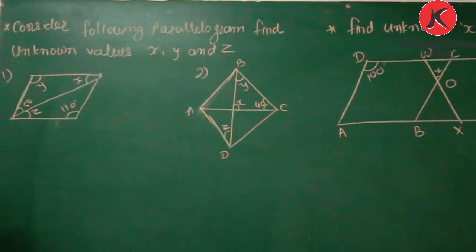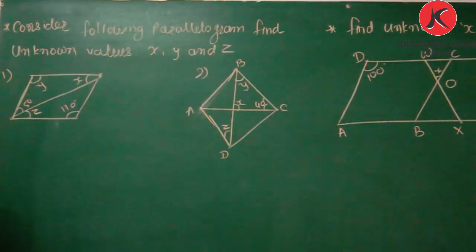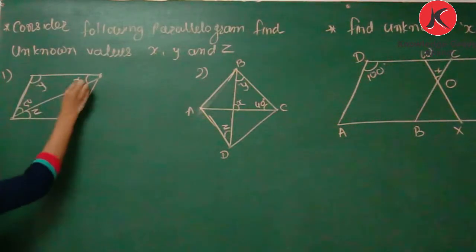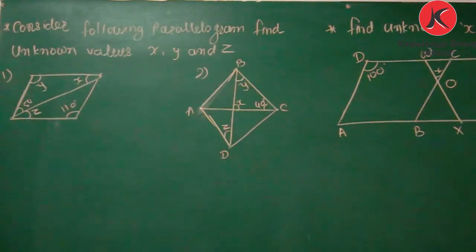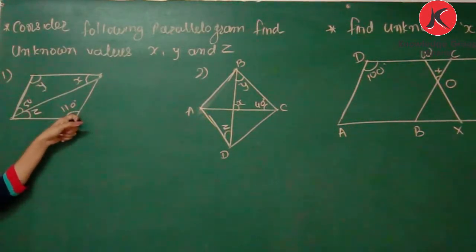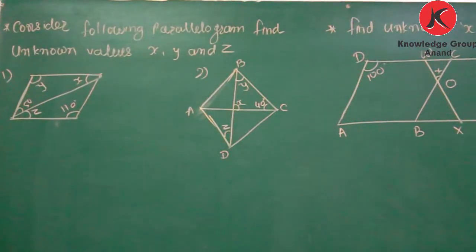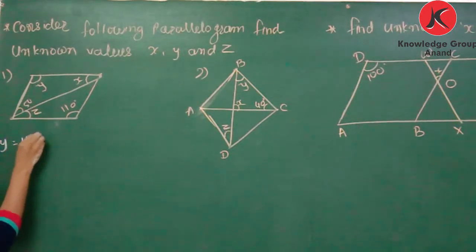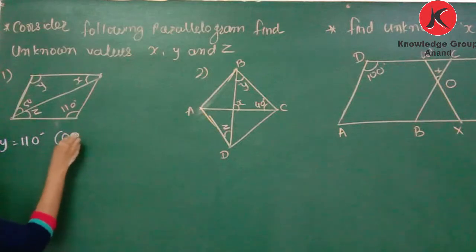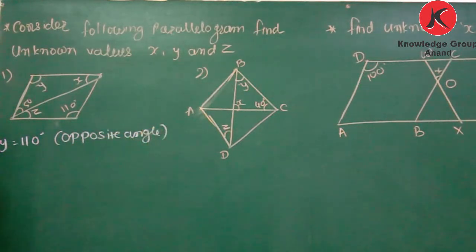Consider the following parallelogram. Find the unknown values x, y, and z. Okay, so the first figure is given. Here a parallelogram is given, and the unknown values are x, y, and z. Here you can see that this angle is 110, so y is also 110. Why? Because opposite angles are equal in a parallelogram. So y is equal to 110. Reason: opposite angle.